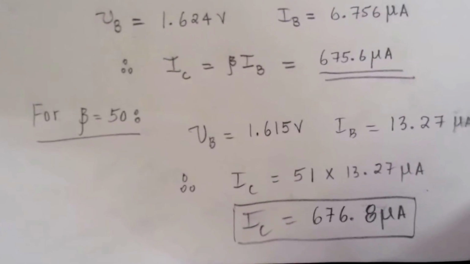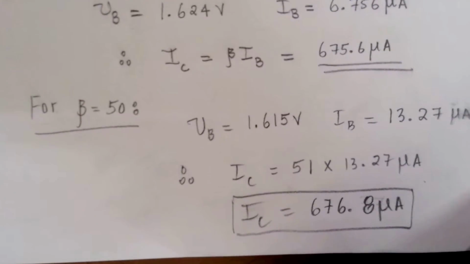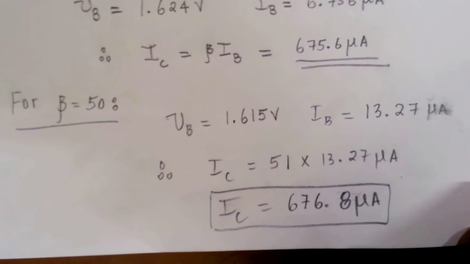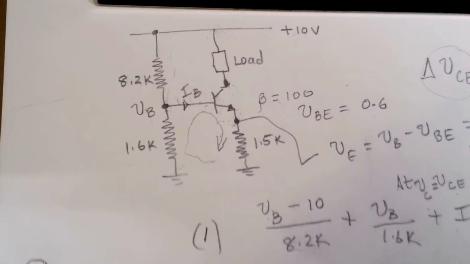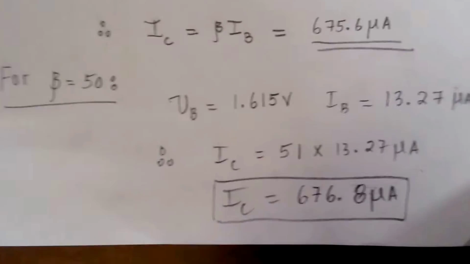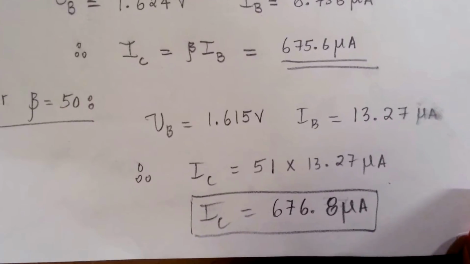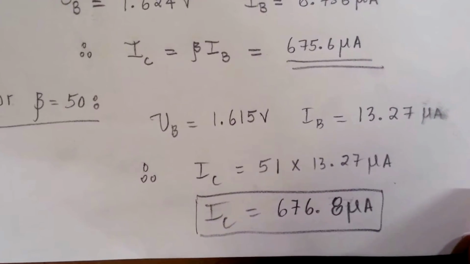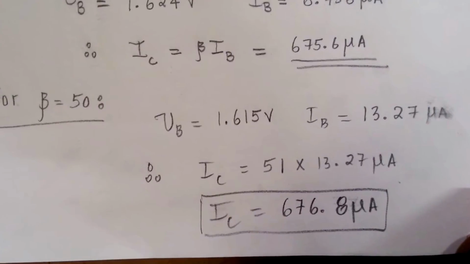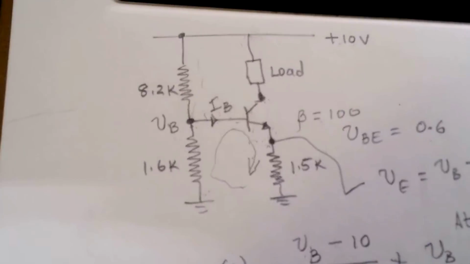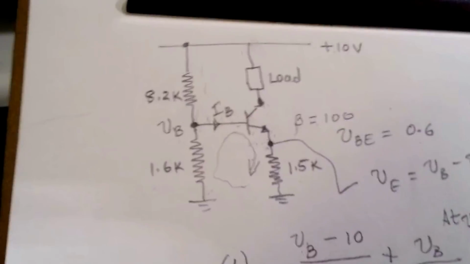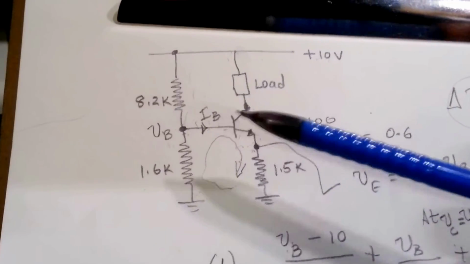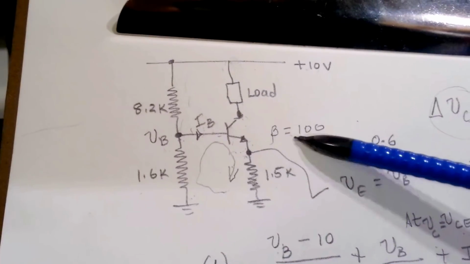So if you put a transistor that has a lower beta of 50 instead of 100 into this circuit, the collector current is going to change by only a little over a microamp. Just 1 microamp, as you can see. And the reason is this biasing scheme is very, very stable. It basically doesn't depend on beta.